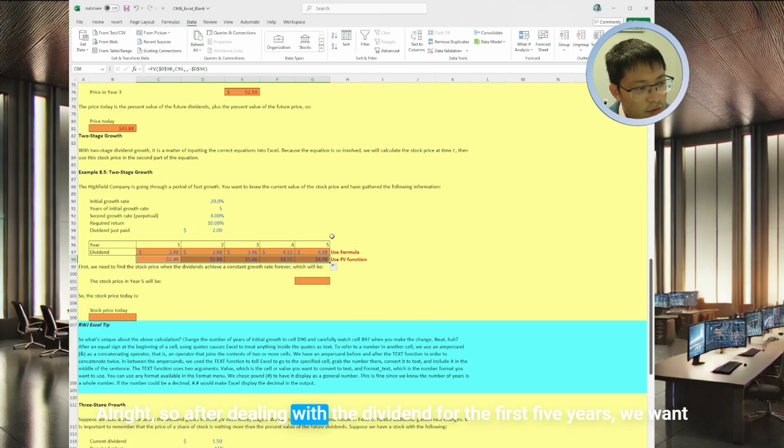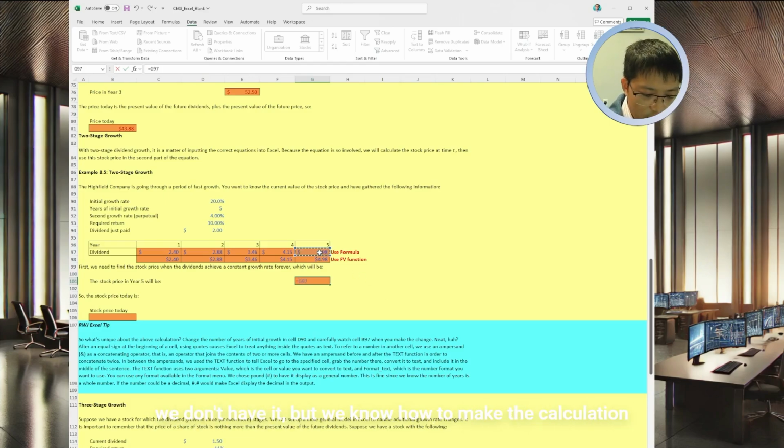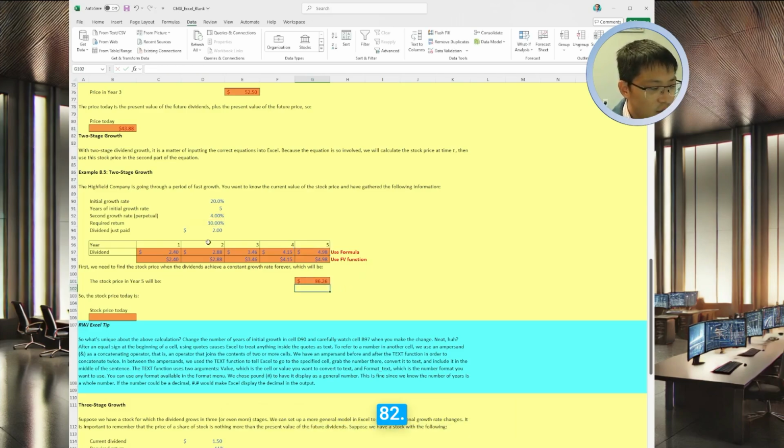So after doing the dividends for the first 5 years, we calculate the stock price at year 5, which is the second stage. That would use the dividend for year 6, which we know how to calculate, using the dividend multiplied by 1 plus the growth. Remember, in the second stage, the growth is 4 percent, no longer 20%. Divided by 10% minus the growth. This is 82.